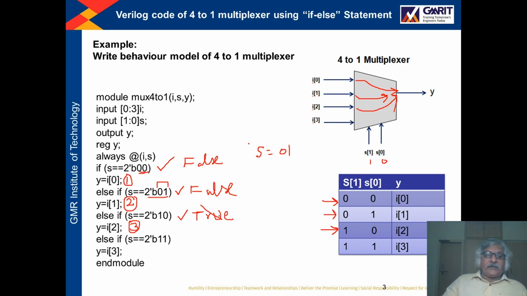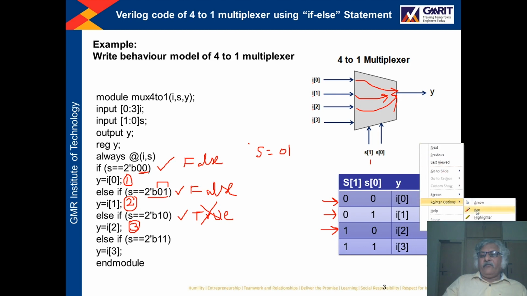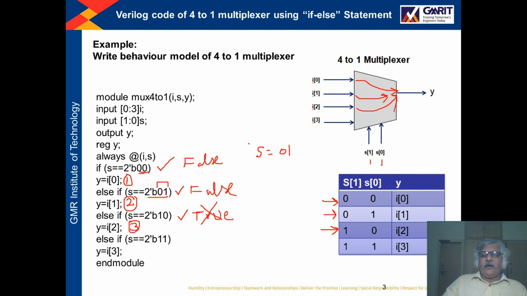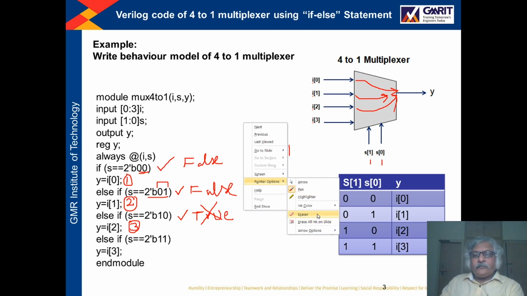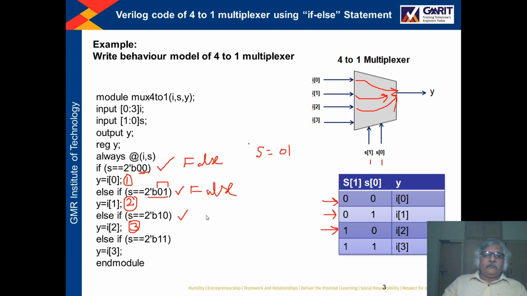If this is also not the case, let us assume S is having the value 1 1, meaning S1 is 1 and S0 is 1. So if this is the case, then the first if is giving you false, the second else if is giving you false, the third else if, S is 1 0, no, this is false, so this is also giving you false.